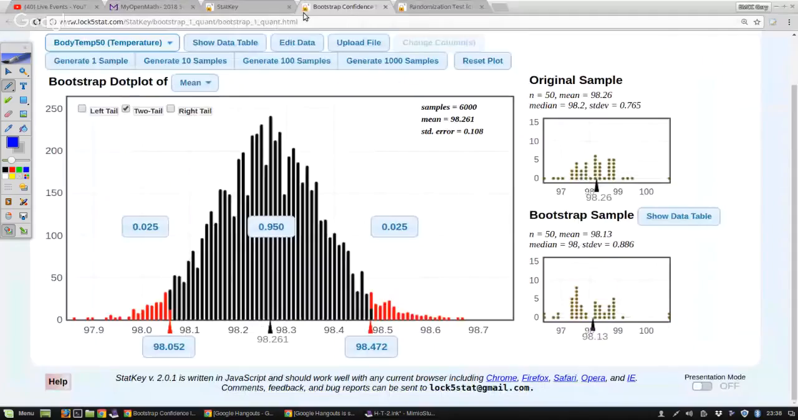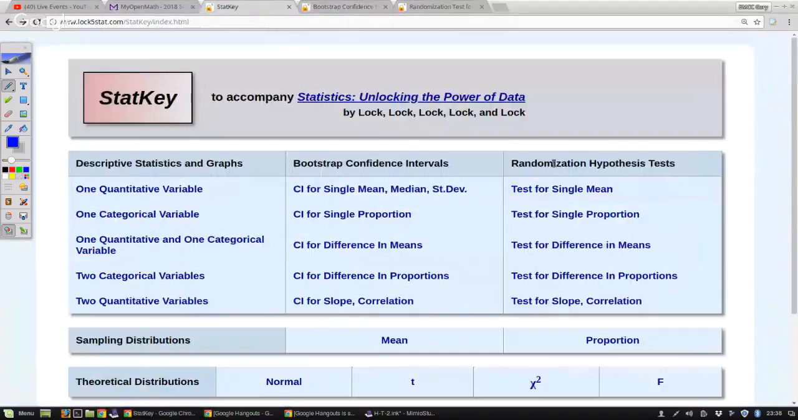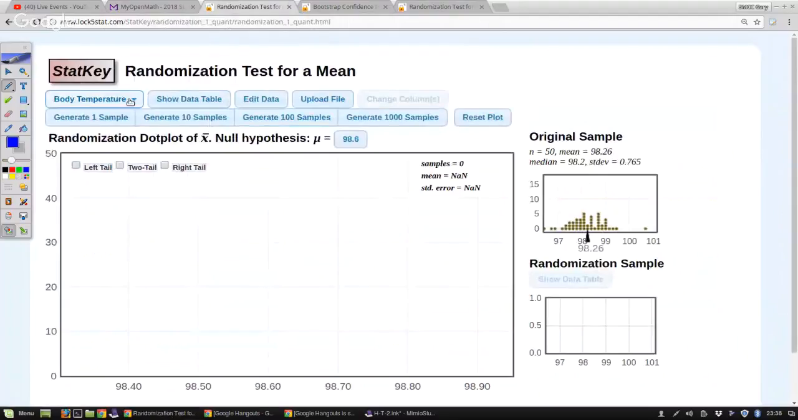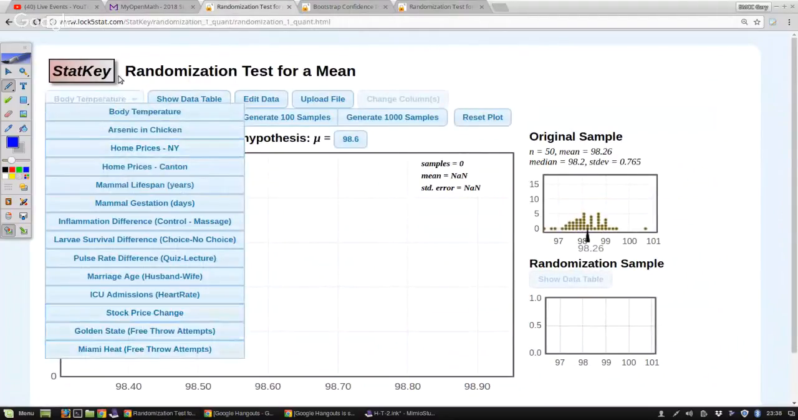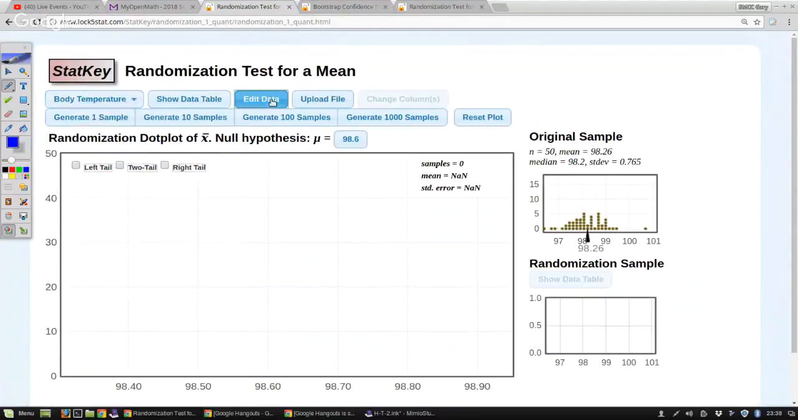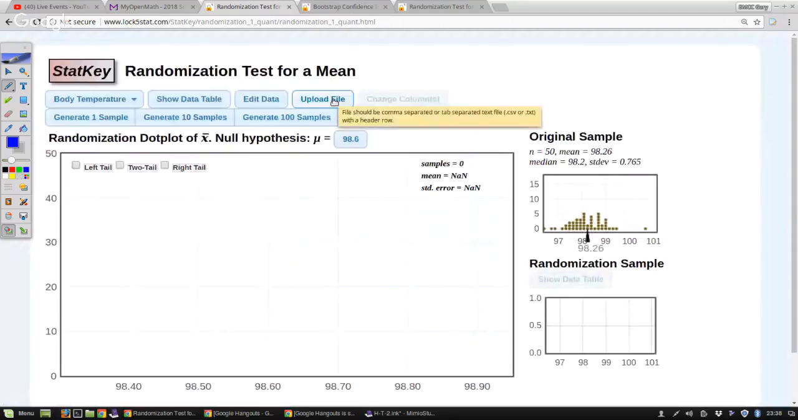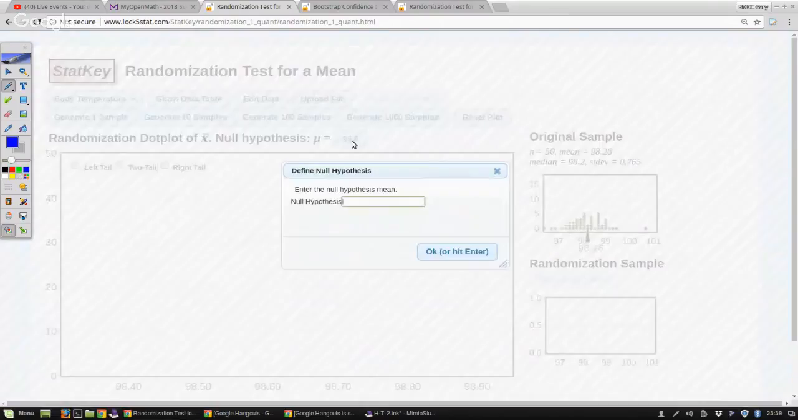All right. So in StatKey, hypothesis test, I can either use the data set already there, or I can edit and just highlight the place with my new data. I can upload a data file if I'm working with my own data. But here I'll use the data that's here. The difference in a hypothesis test compared to a confidence interval is that I also have to state the null, so if it's not already given.